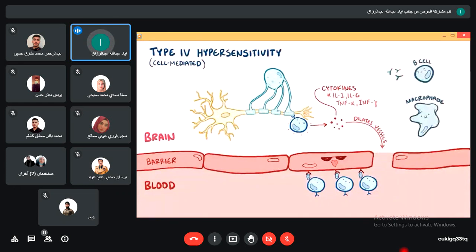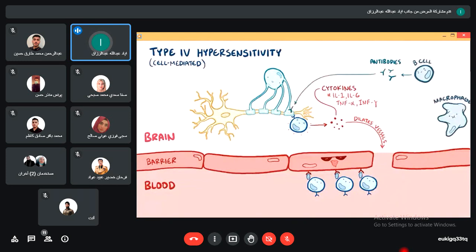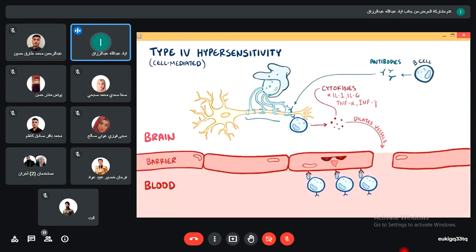Those B cells start to make antibodies that mark the myelin sheath proteins. And then the macrophages use those antibody markers to engulf and destroy the oligodendrocytes. Without oligodendrocytes, there's no myelin to cover the neurons. And this leaves behind areas of scar tissue, also called plaques or sclera.